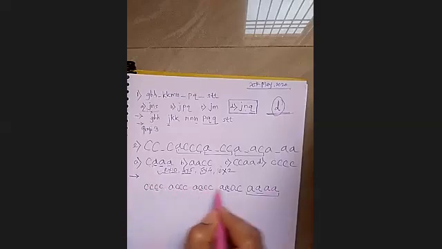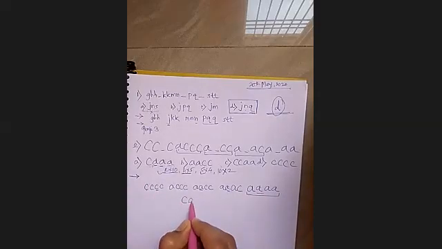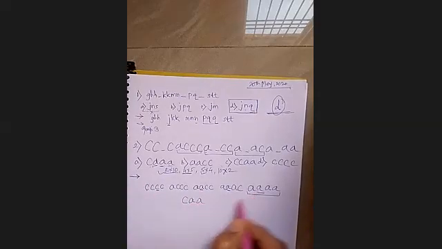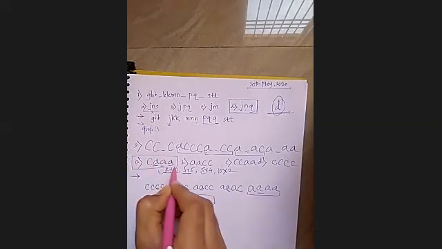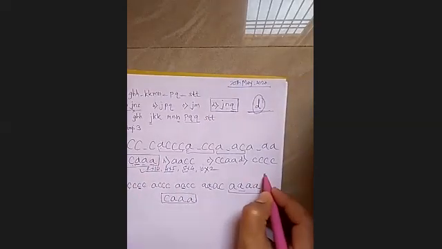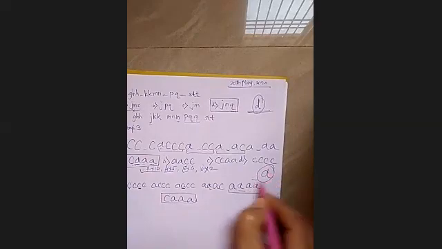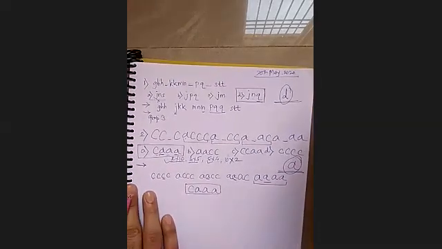So 1, 2, 3, 4, 5. And in this option, see what you require. You require C, you require A, you require A, you require A. And this is the option A. Therefore, the answer of this question is the option A. Fine.